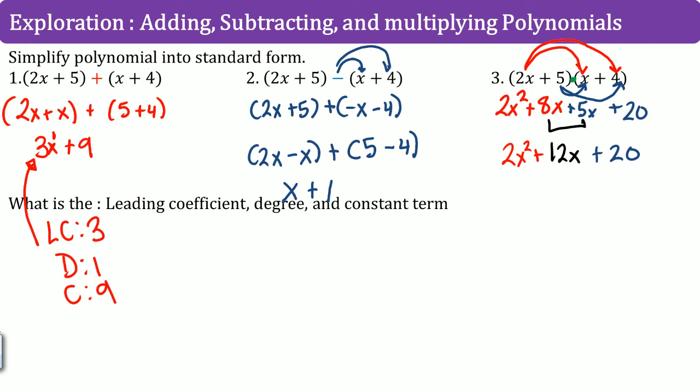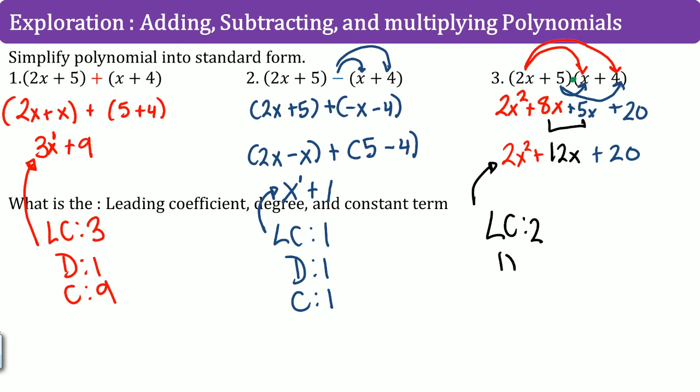For when we subtract, we saw the leading coefficient was 1. The degree was also 1. And the constant term was also 1. And lastly, when we multiply, the leading coefficient was the number in front, so that is a 2. The degree is the exponent, which is a 2. And the constant is just a number, which is just 20.